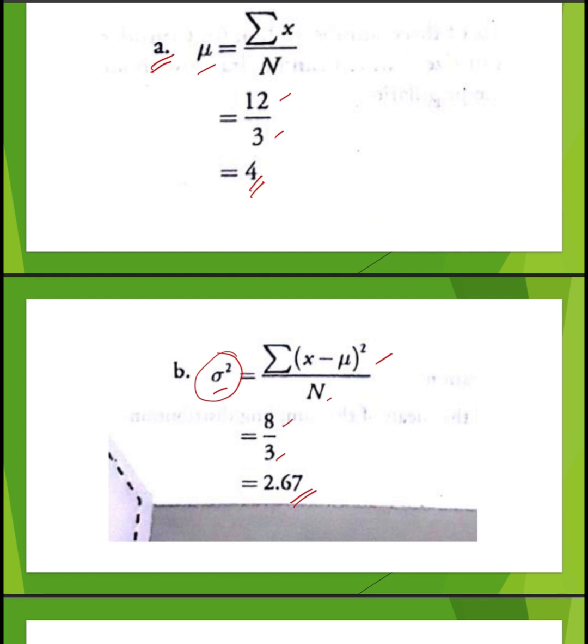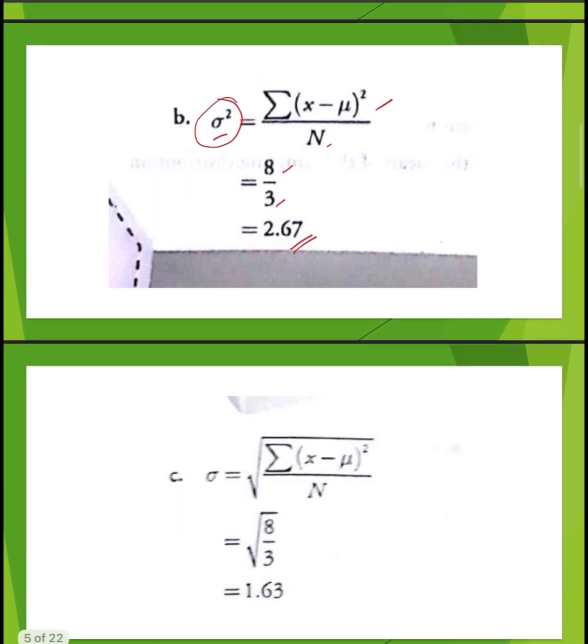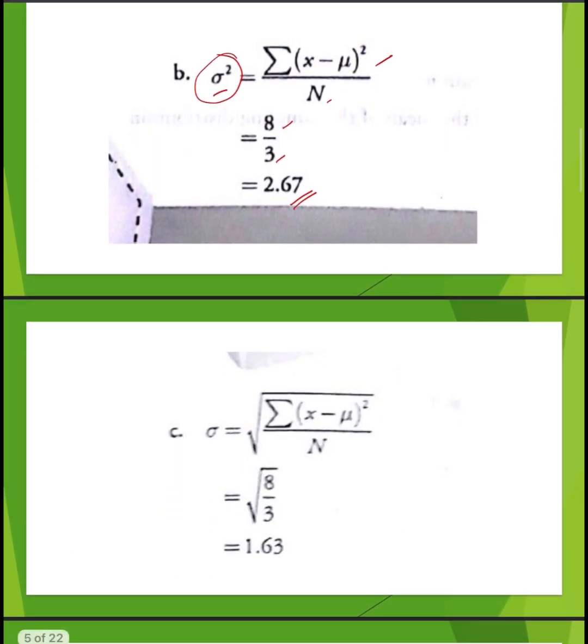Of course, to determine the population standard deviation, just simply extract the square root of the variance. That is the square root now of 8 over 3 or the square root of 2.67. And that is 1.63.